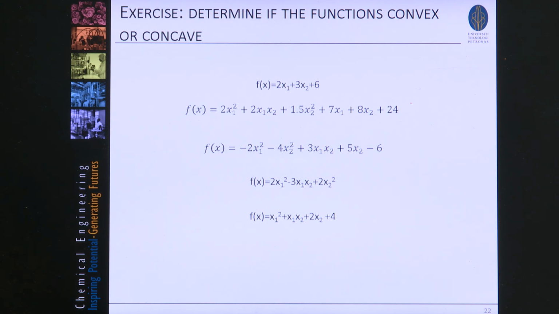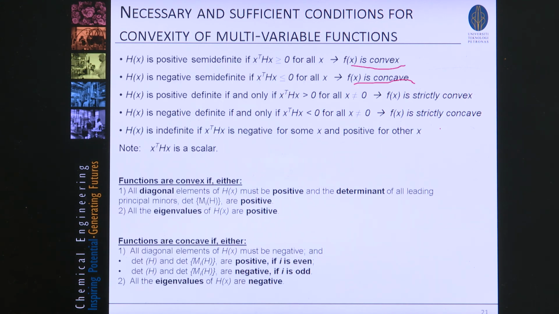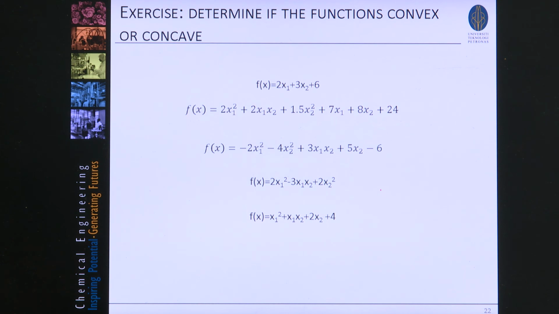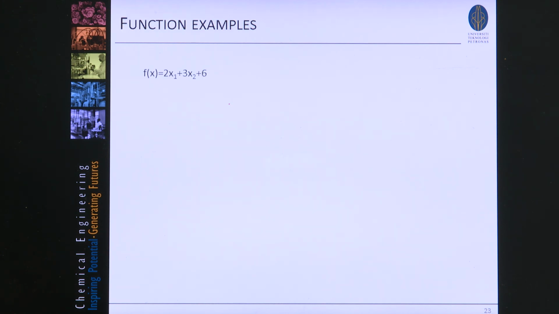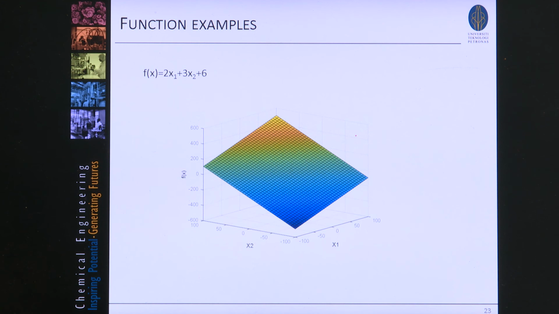Now these are the examples, so you can try to apply these two methods. Derive the Hessian matrix, and see if the diagonals are all positive, and you can say that it is convex, or if the diagonals are all negative, then the function is concave. So for example, the first function is like a plane. There is no second derivative here, so it's a plane.